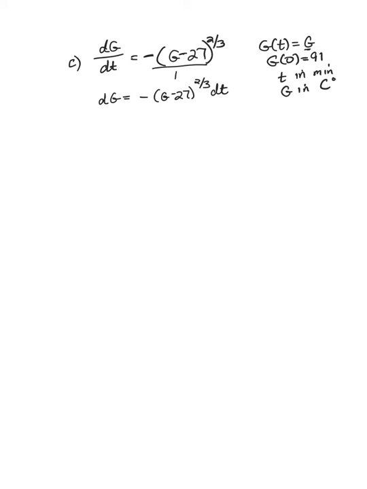And we have to separate the variables. Now, again, I could think of this as a -1. So we will divide both sides by the expression with G in it, but we will keep the numbers where they fall. So the -1 will stay with the dt, and what we're going to do is divide each side by G minus 27 to the 2/3.